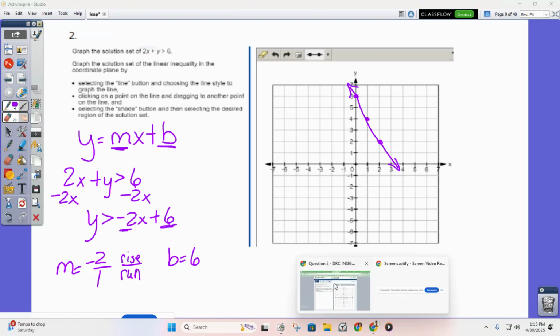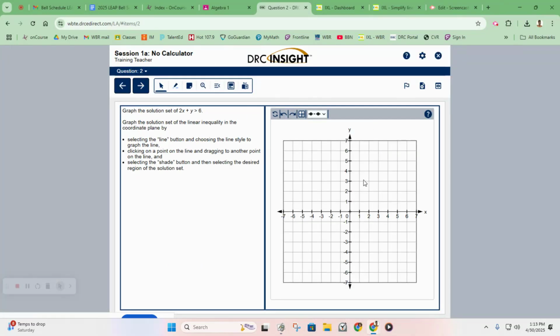So on the test, you've got your line type. Hold the button down at the 6. We go down 2 over 1 and release. The next part says to select the shaded button and click where you want it to shade.